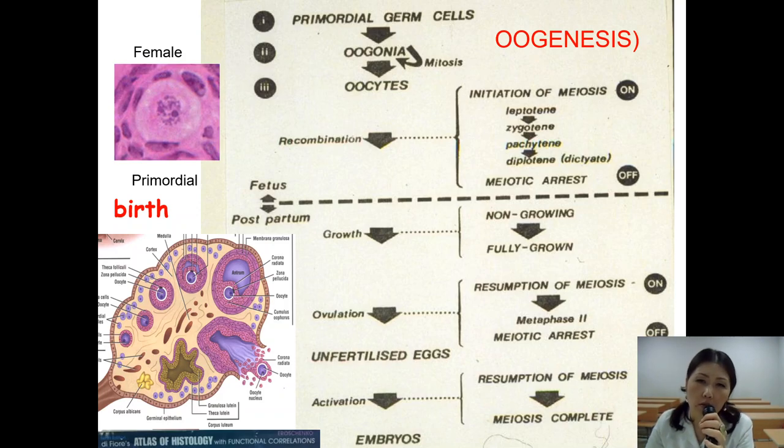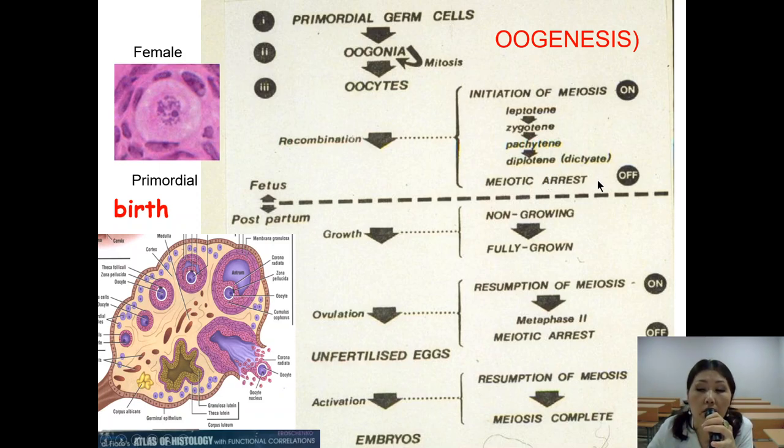Here you can see the diagram of the steps of meiosis, mitosis and meiosis. This is in the fetus and postpartum after birth, and the puberty period. From primordial germ cells, because of mitosis, it becomes oogonia, and then it forms oocytes. This is oogenesis. The first meiosis occurs in oogenesis, with initiation of meiosis here: leptotene, zygotene, pachytene, and diplotene.